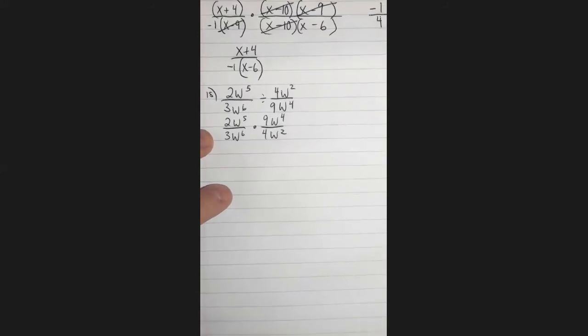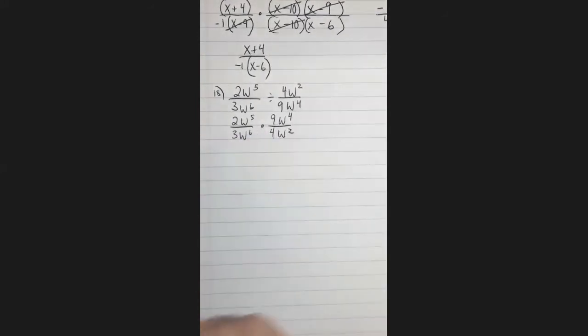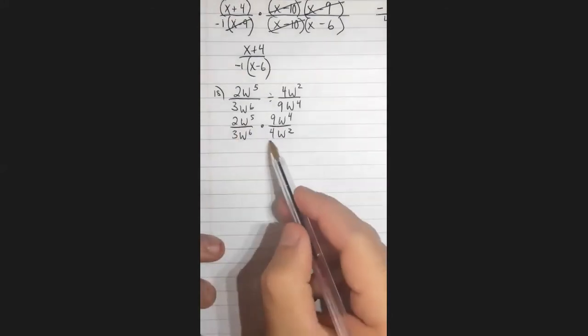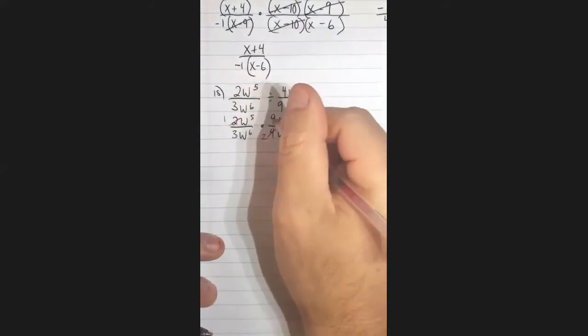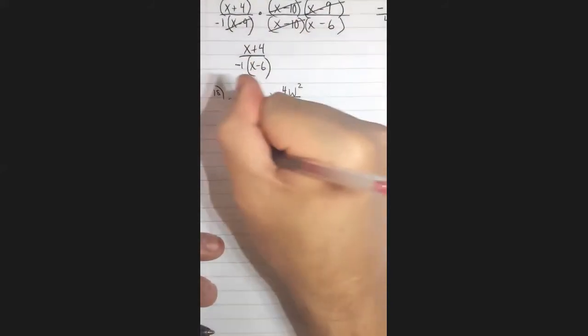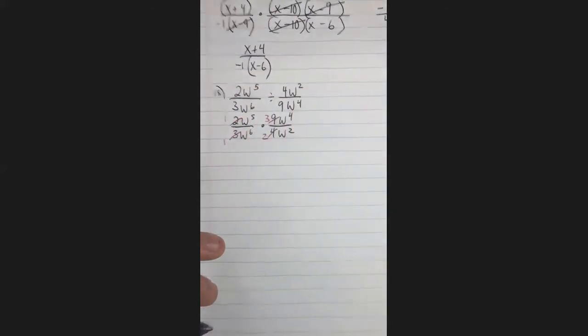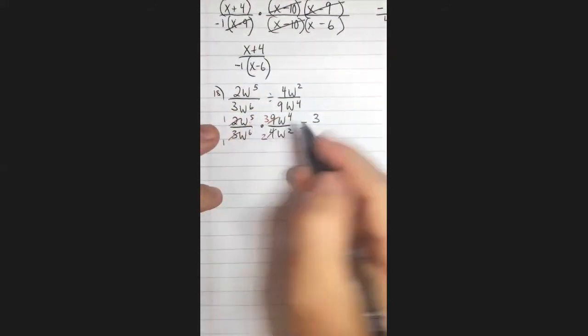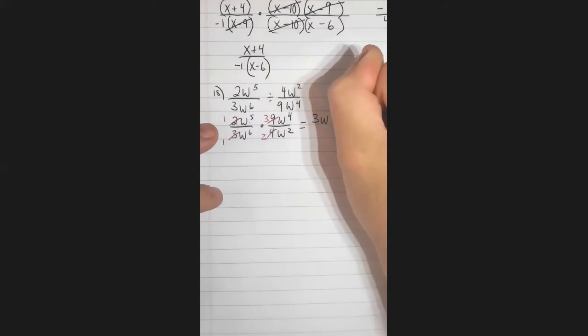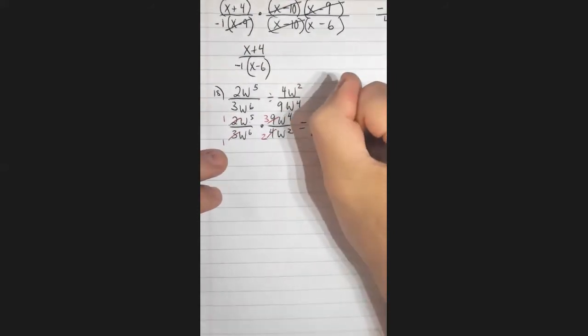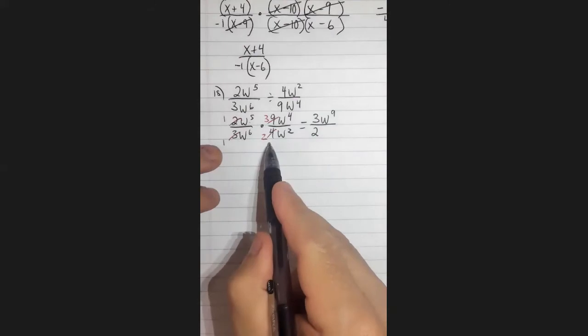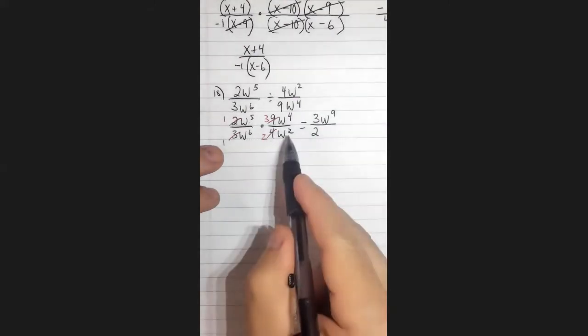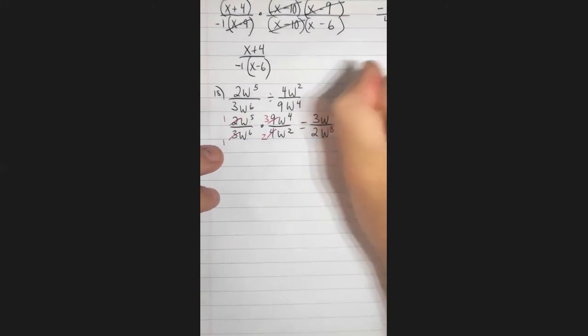All right, so at this point now, we did a similar problem to this, but I'll deal with these coefficients. 2 and 4 is going to reduce to 1 over 2. 9 over 3 reduces to 3. Once I do that, now I can combine the exponents. W to the 5th times W to the 4th gives me 5 plus 4, which is 9. And then on the bottom, 1 times 2 gives me 2. W, I got 6 here, 2 here, so it's going to be W to the 8th.